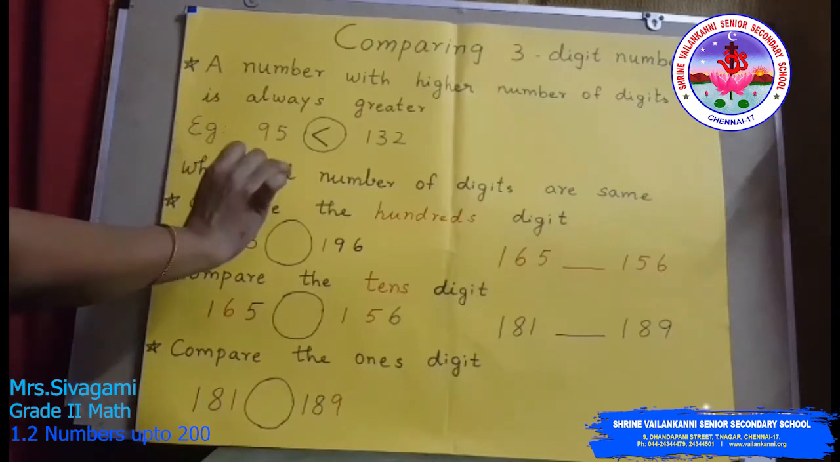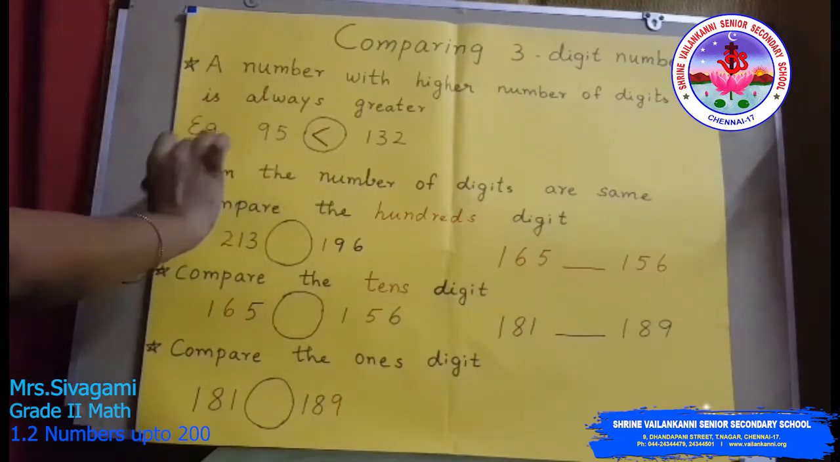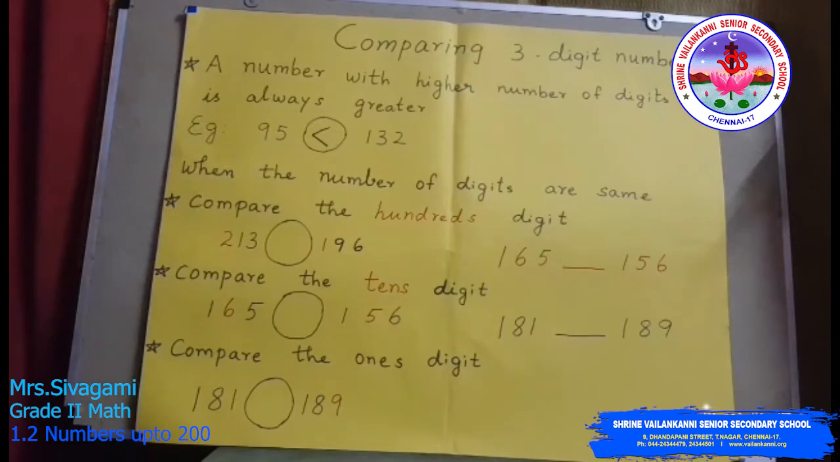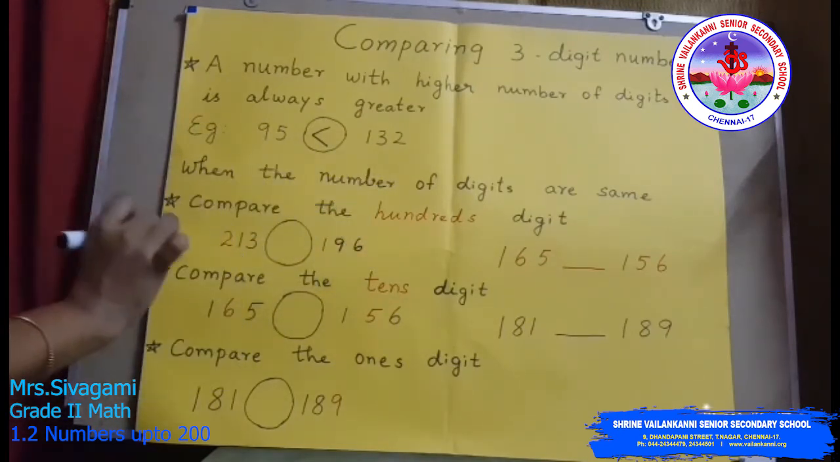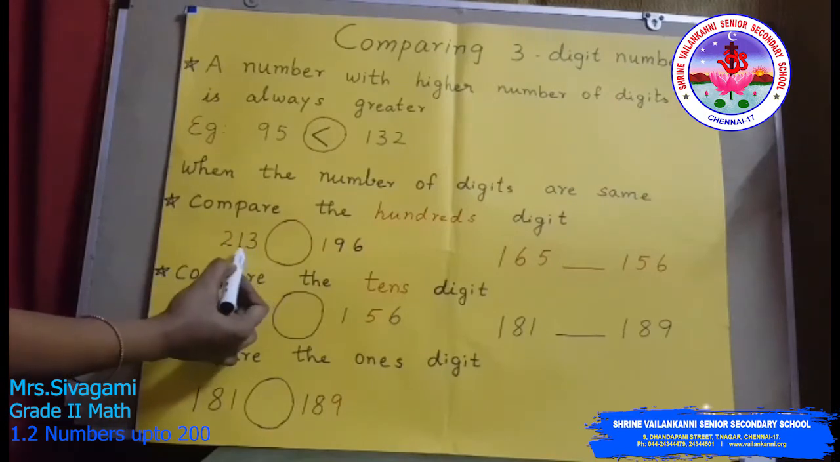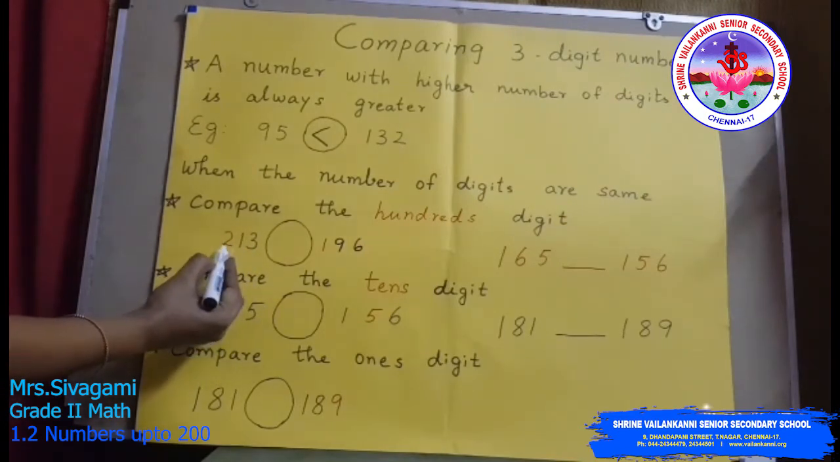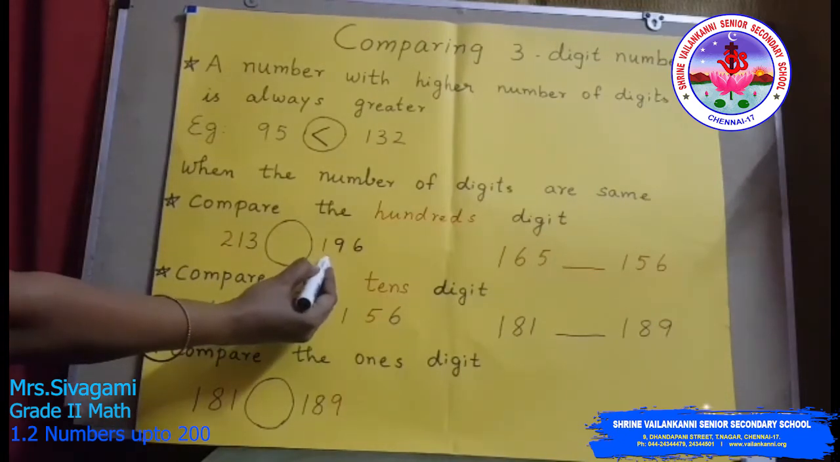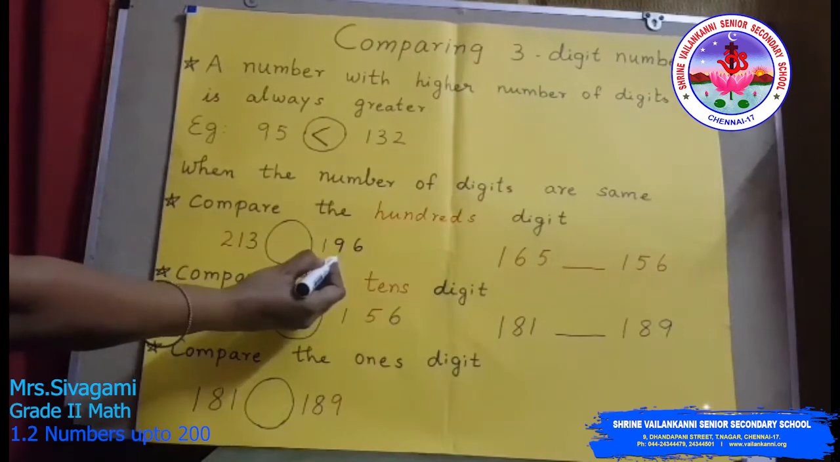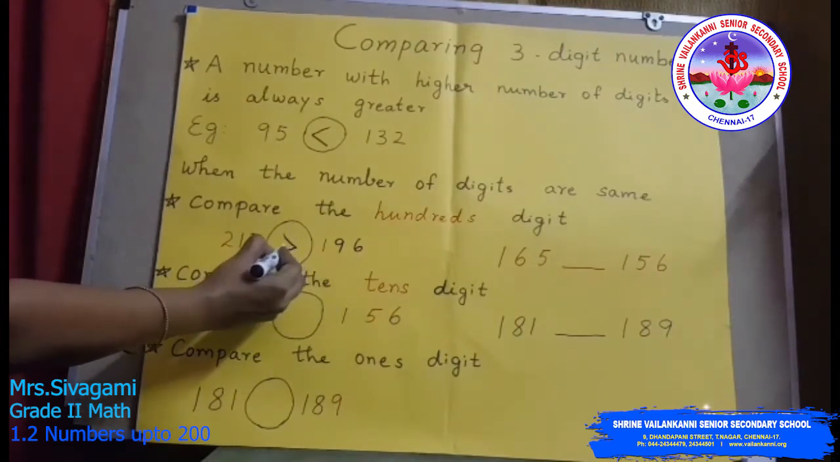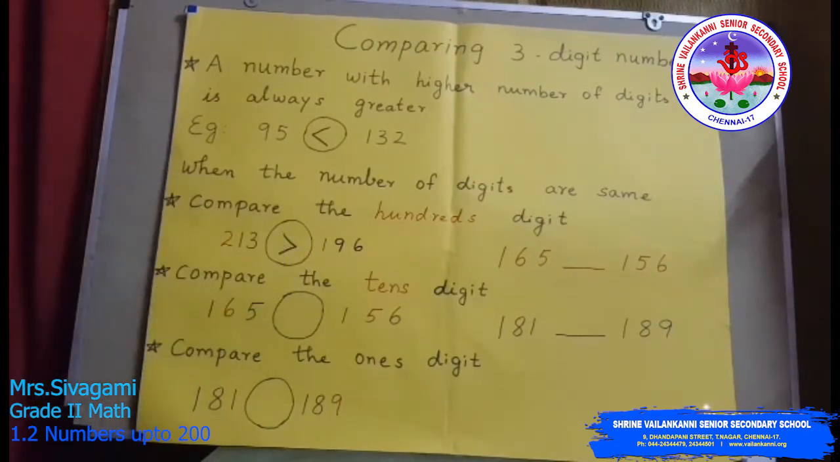Now, when the number of digits are the same, we have to first compare the hundreds digit. Ones, tens and hundreds. So, while comparing, here there are 200s, here there are 100s. So, this number is greater than this number. We can put this symbol.